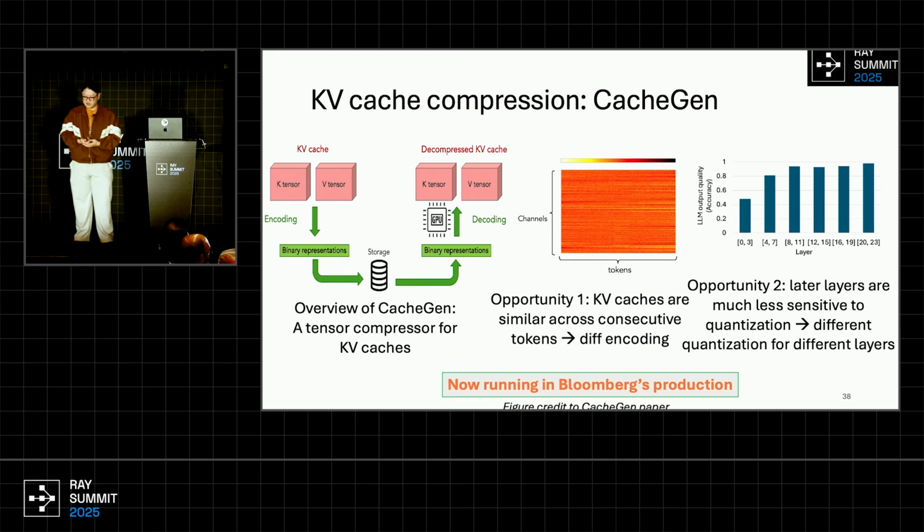We also found that different layers are not built equally. Later layers are much less sensitive to quantization. If your model has 80 layers and you quantize the 79th layer, your error only affects one layer at most. But if you quantize the first layers, the error will propagate through the whole model. So later layers are much less sensitive to quantization. And this technique is now running in Bloomberg's production.